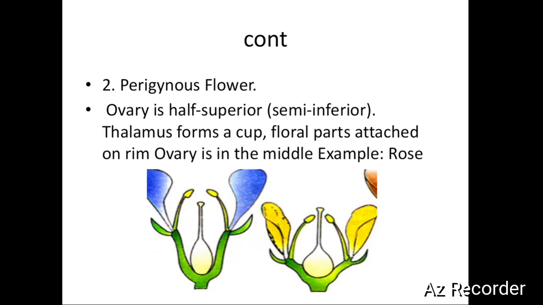We have perigynous flowers. The ovary is half superior or semi-superior, so meaning that all these floral parts are on the same level, so it's just in the middle. The ovary is just in the middle, like they are arranged along a certain equator on the same line.